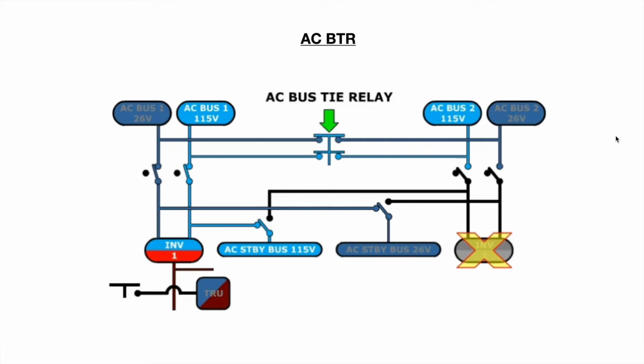Just like the BTCs we had in the DC network, we have the AC BTRs in this. BTR stands for bus tie relay. With this BTR, we can transfer power from one inverter to both the buses, which are AC bus 1 and AC bus 2, in case any DC bus is inoperative.